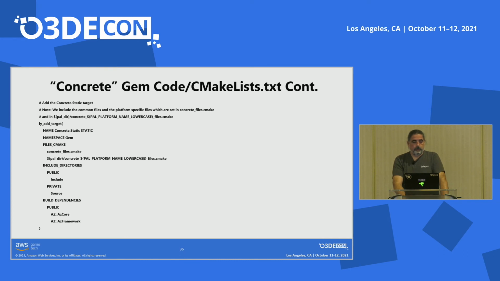All right, so from there, we see in the CMakeLists file, we declare certain targets now. These targets in a gem's context, we would say in Concrete would be like a Concrete.Static target. It's always going to be in the namespace of Gem because it is a gem. And right below that, we include all of the common files, so this would be concrete_files.cmake. This is a list of files that will go into this target that are the common files. And then right below that, we see the PAL_dir invoked again to include the platform-specific files.